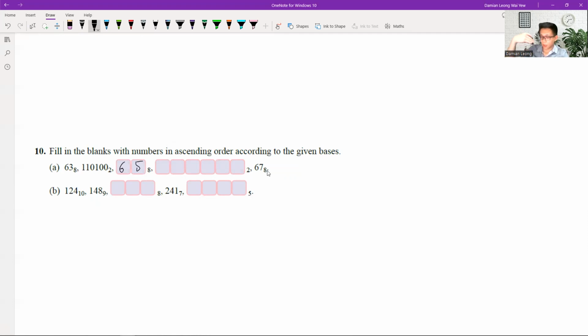Same principle works on base 2. 110100 means 110101 is the next. Then the one after would be 110110. Yeah, after this is this.